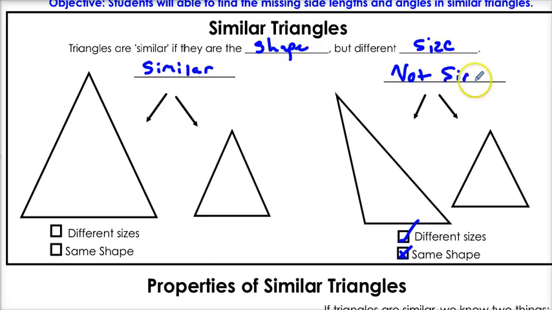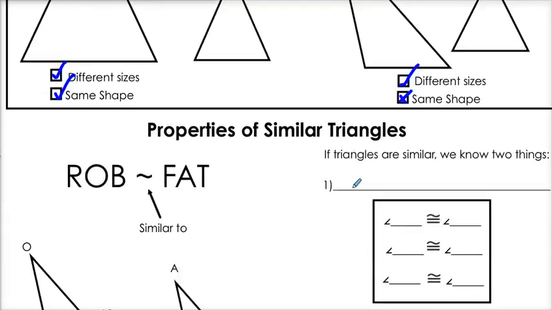The similar ones are just going to look like blown up versions of each other. So this one gets both checks. This one just looks like a dilation. See the connection there? This one, not a dilation. Yes, there is a connection. We'll talk more about it in class.